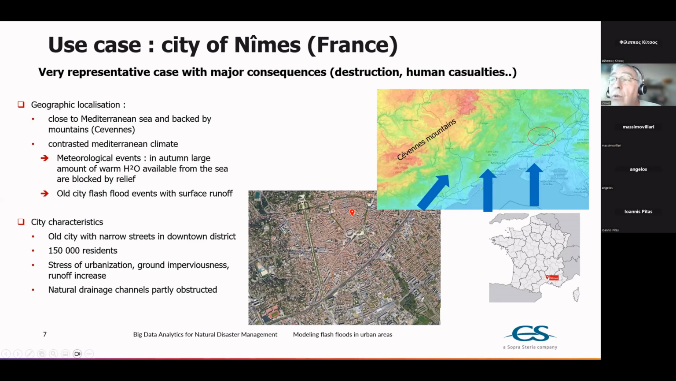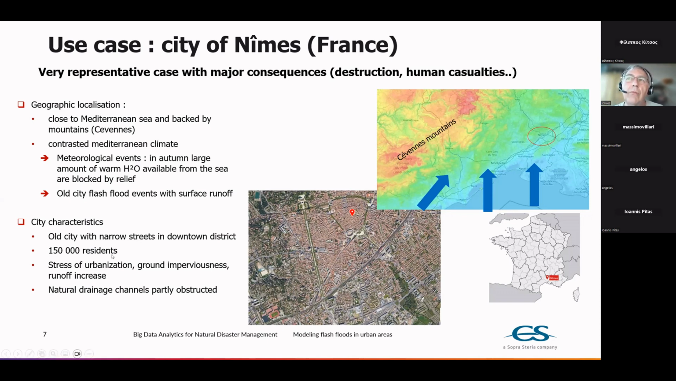You can see that a whole city was built by the Romans. We even have an arena here in the center. All the city center is houses with narrow streets, and there are several small rivers coming down from the mountains and passing directly through Nîmes or just beside Nîmes. So it's really, I would say, the worst condition for this type of event.